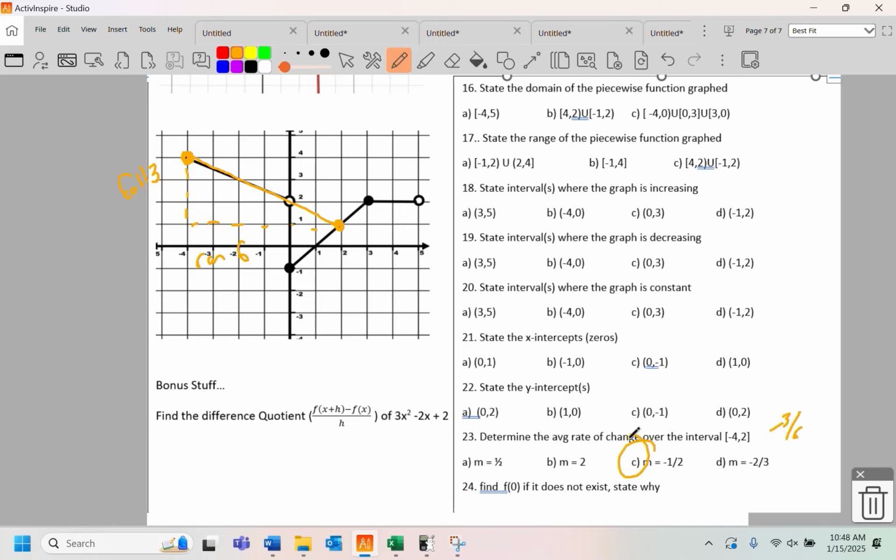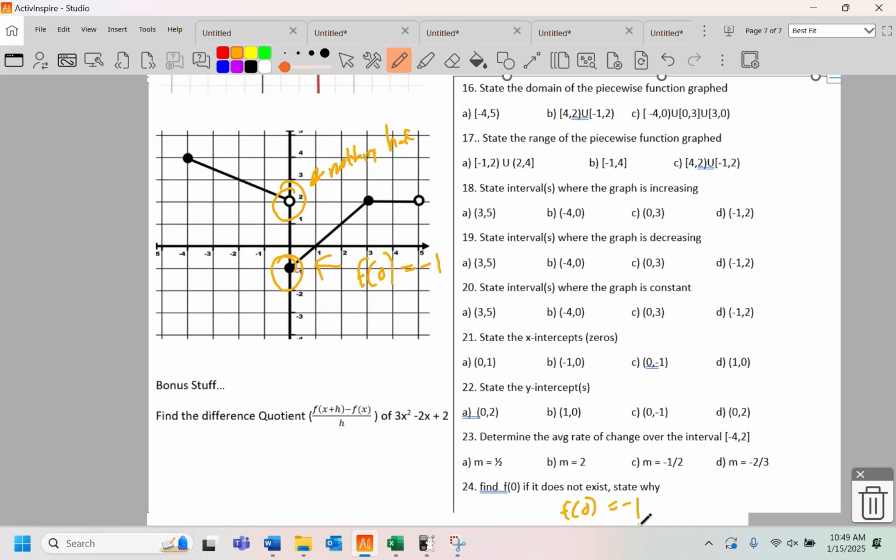And 24 says find f of 0. If it does not exist, state why. F of 0 does exist. You have a choice. You can be this guy or this guy. There's nothing here, but there's something here. And f of 0 is asking for the value of y when x is 0, and it is -1. I know a lot of y'all get really messed up by function notation.